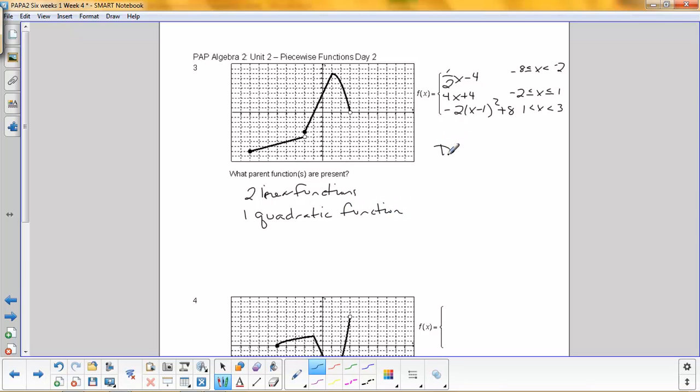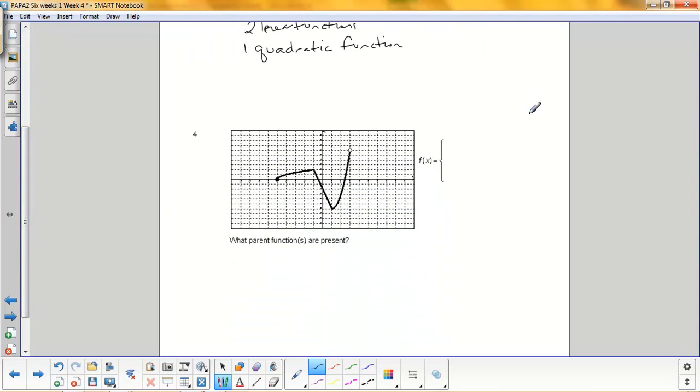Again, domain and range. Negative 8 to 3, included, excluded, and negative 8 to 8. Okay.